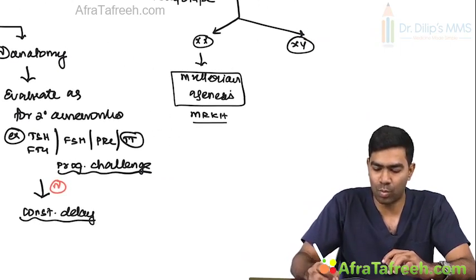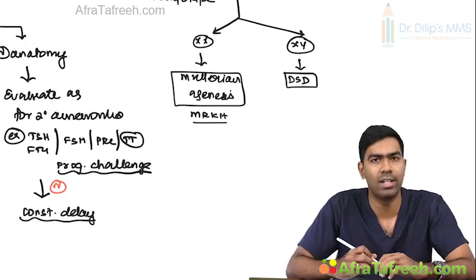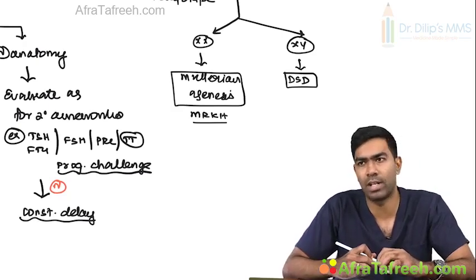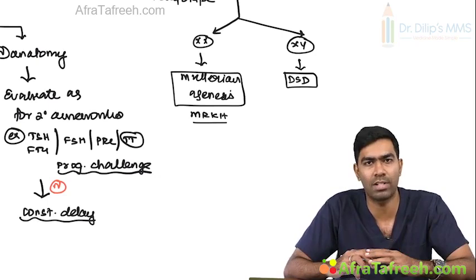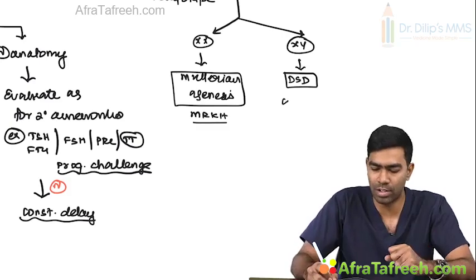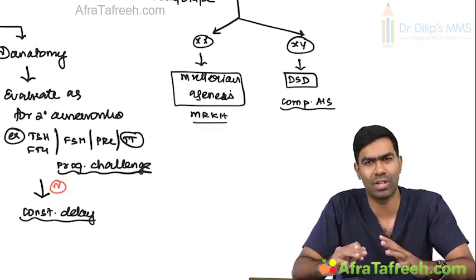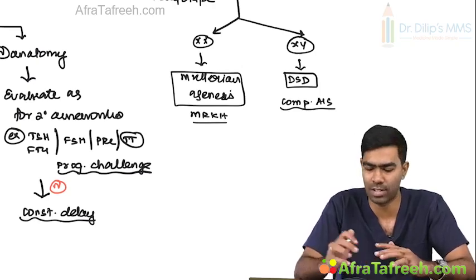And if it's an XY karyotype, a lot of possibilities are there. Now you are actually encountering a DSD where it's actually a male, but Mullerian structures are not there and they are grown as females, and that's why you are confusing it as a female with a primary amenorrhea. So this condition usually goes towards complete androgen insensitivity syndrome. And it's a spectrum which we have discussed already. So in exams, it goes towards complete androgen insensitivity syndrome.